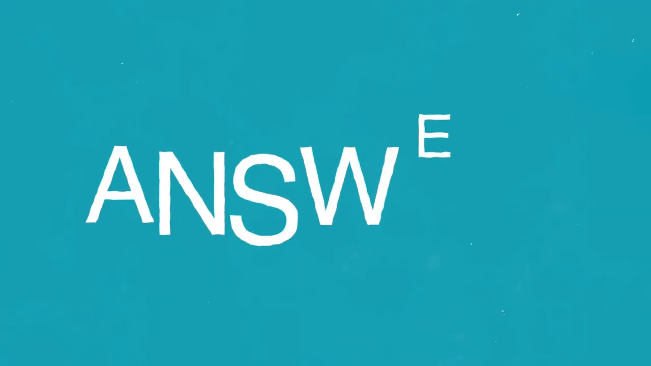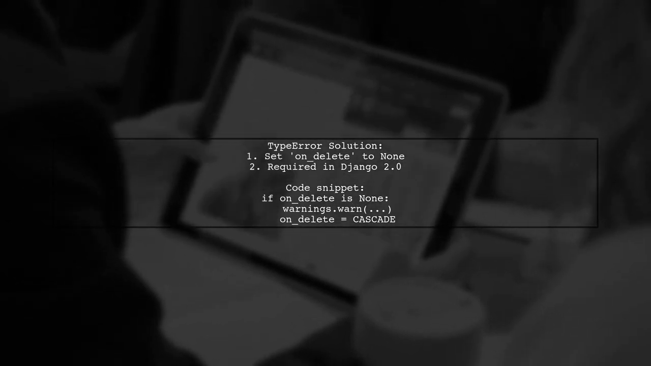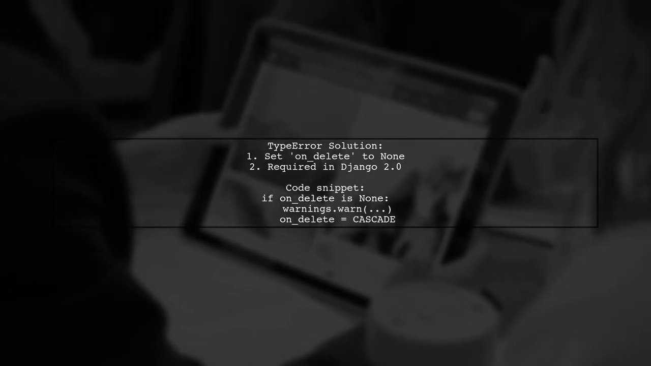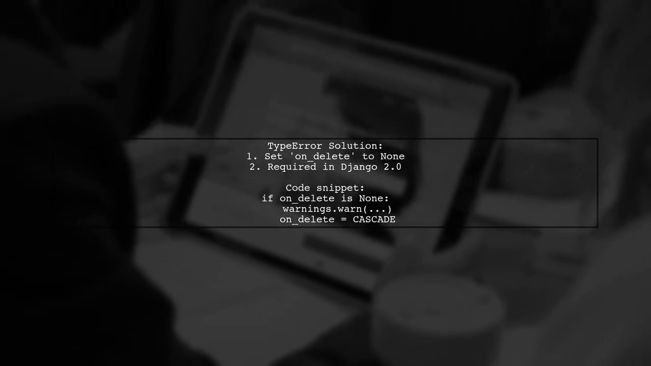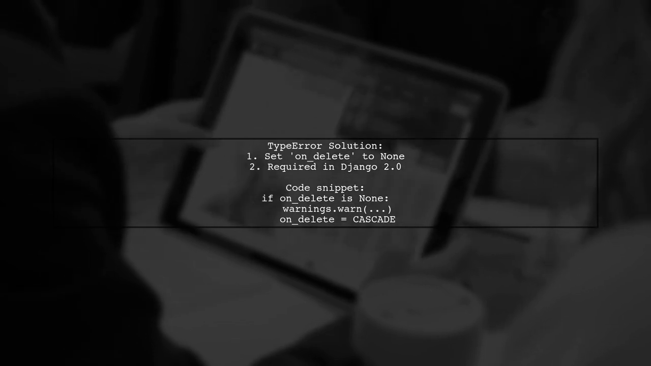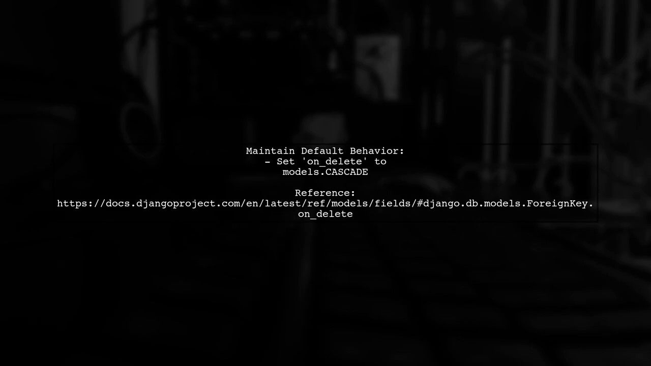Let's now look at another user-suggested answer. If you're encountering a type error due to a missing onDelete argument, you can set it to none to keep the default value before migration. In Django 2.0, onDelete becomes a required argument. To maintain the current default behavior, set onDelete to models.cascade in your models and migrations.